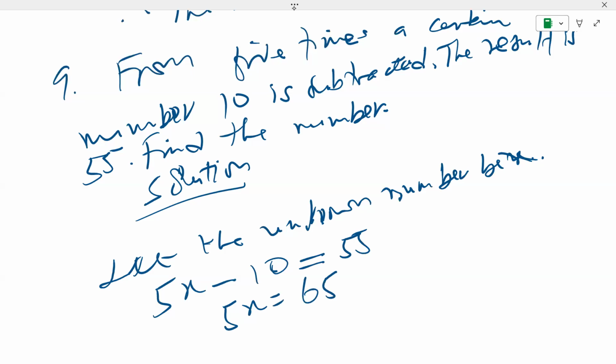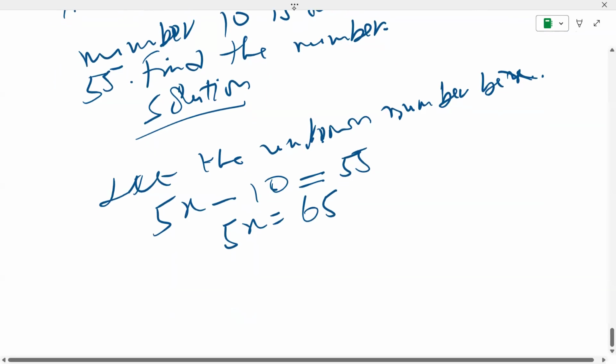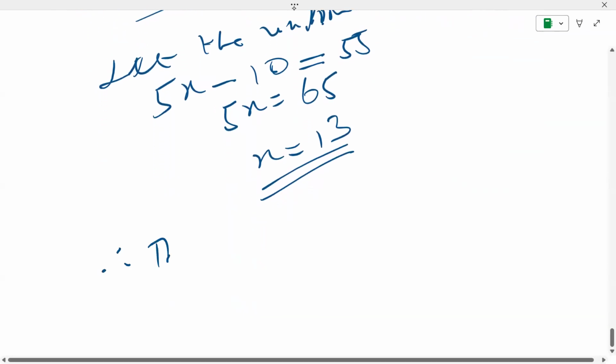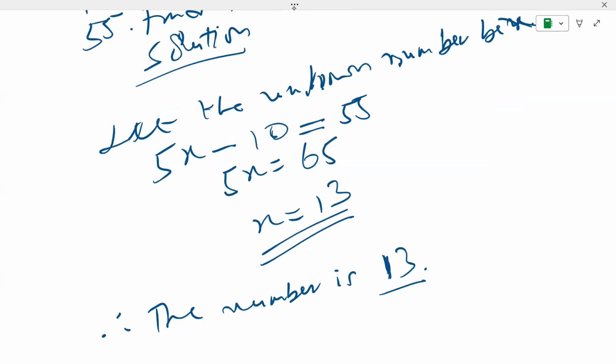So we add 10 to both sides and then we get 65, 5x equals 65. Then we divide both sides by 5. So 5 into 5 will give us 1x, and then 5 into 65 will give us 13. So the number we are looking for is 13. So we say, therefore, the number is 13.